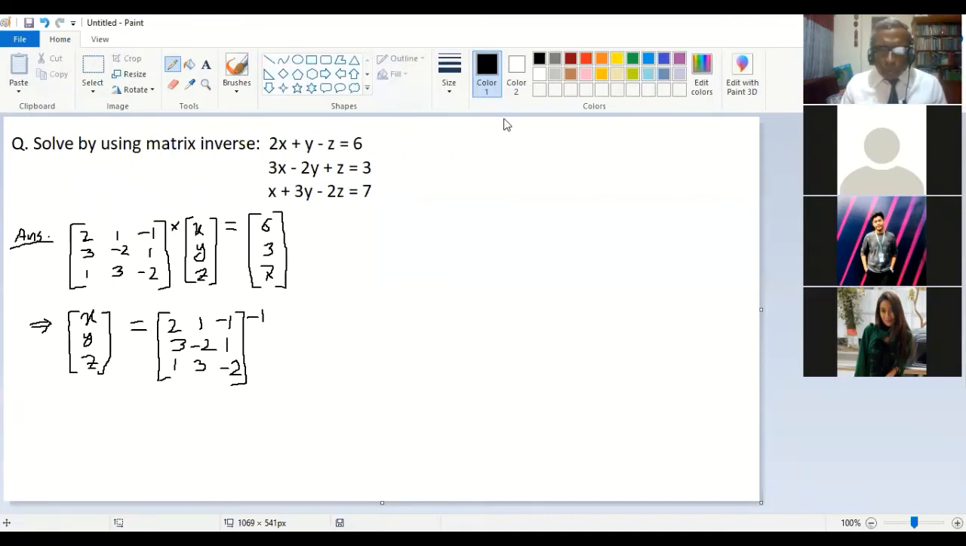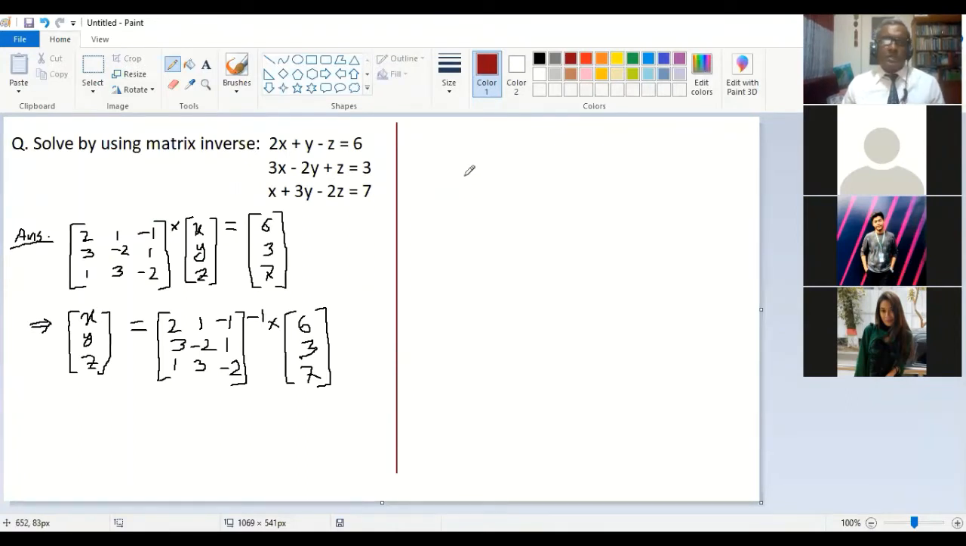So we are now coming back here. 2, 1, minus 1, 3, minus 2, 1, 1, 3, minus 2, and this matrix with inverse symbol. So it is the inverse matrix, and then another matrix is there. That matrix is 6, 3, 7. So we will write that matrix on the right side, same position. We are not changing any position. So this is the situation now. So now we need to find out the inverse of the matrix. So to do that, let us do it on the right side. That means we will now find out the inverse.